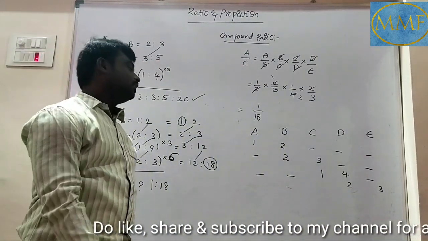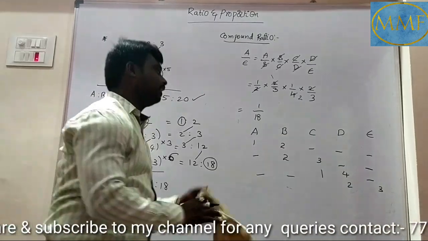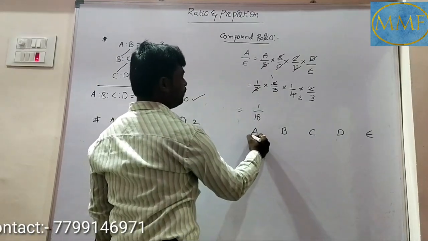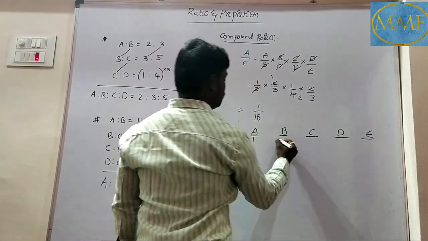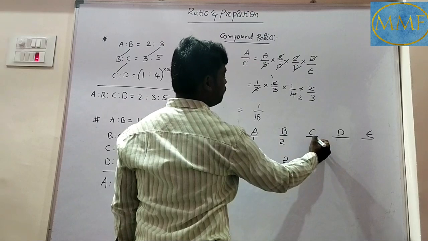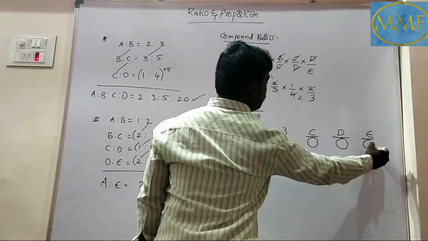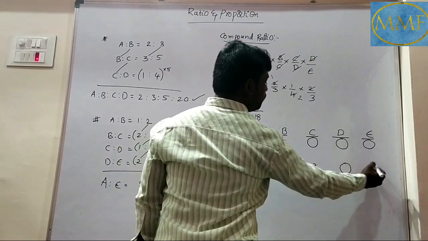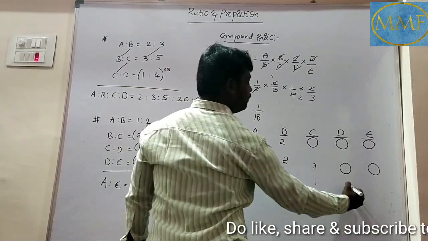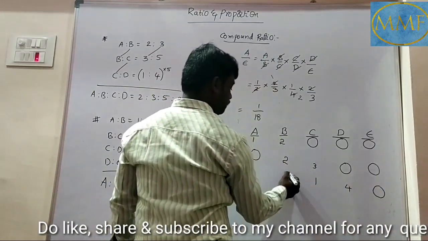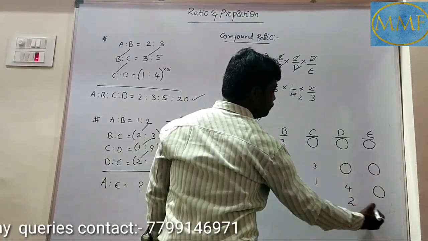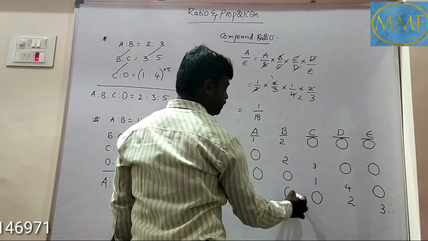Okay, now let's see. A simple mistake is there. Now we'll see. We'll write neatly. A is to B, 1 is to 2, and B is to C is 2 is to 3. Here leftover numbers are here, here, and here. Then next time here, here, and here. Then C is to D, 1 is to 4, 1, 4, and leftover numbers are here, here, and here. The next one, D is to E is 2 is to 3, 2, 3. Leftover numbers are here, here, here.